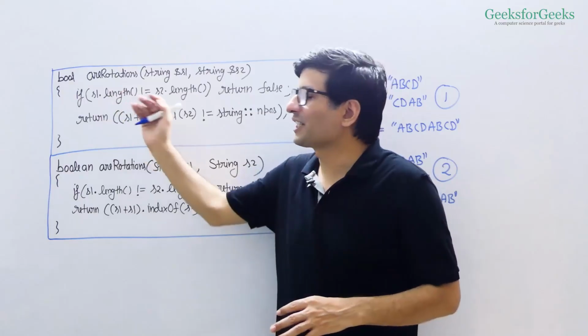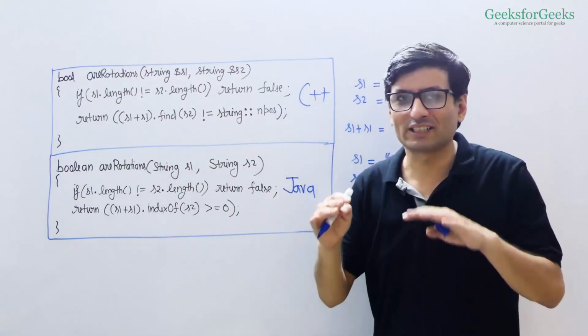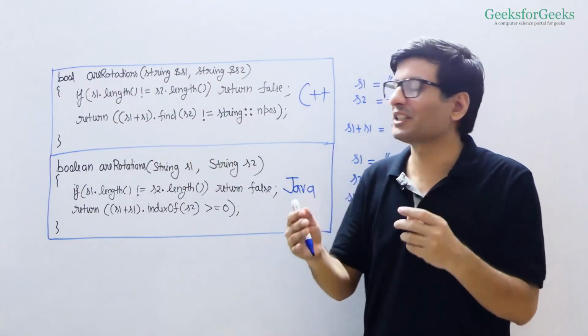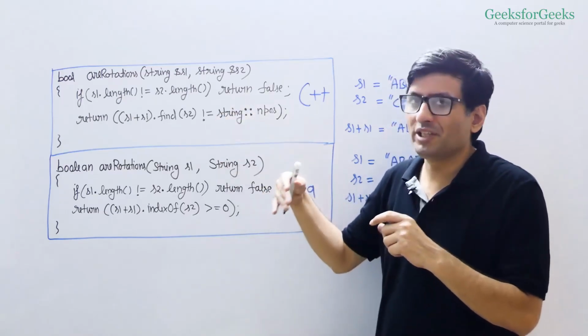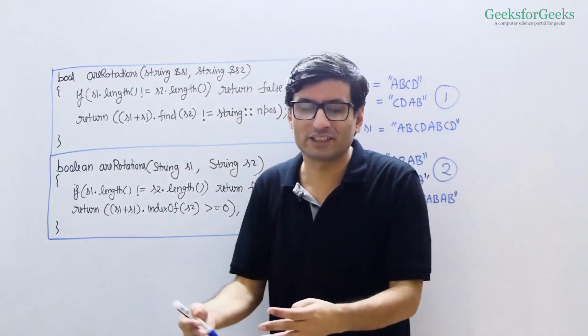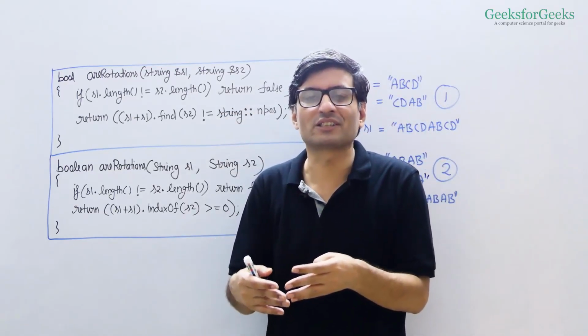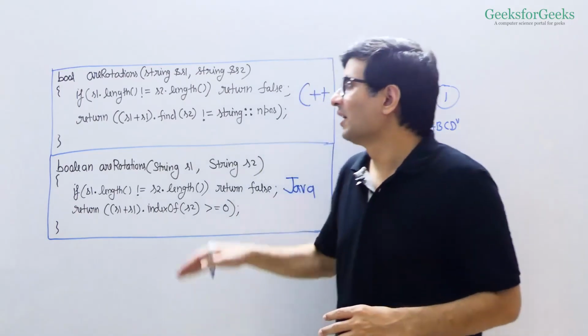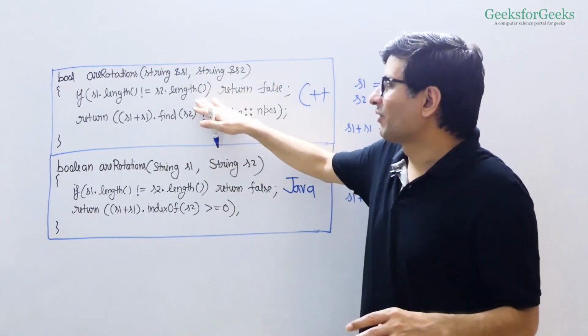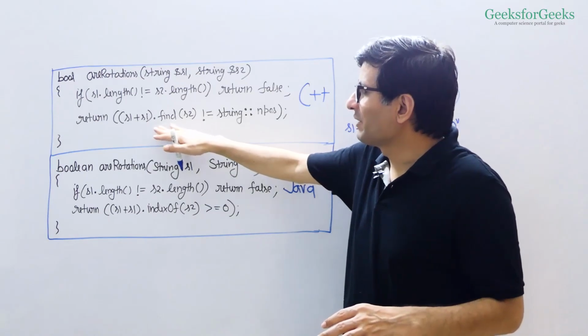The first thing that we check here is if S1 and S2 lengths are not the same. If they are not the same, then we return false. We check the next thing only when they are the same, right? Two strings have to be rotations if their lengths are the same. And if lengths are not the same, we return false. And if lengths are the same, then we come here.